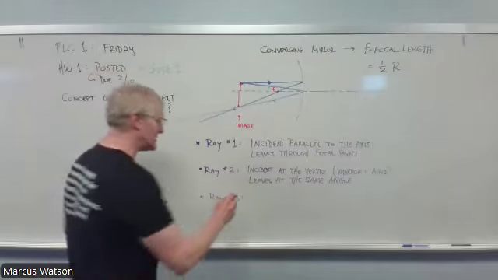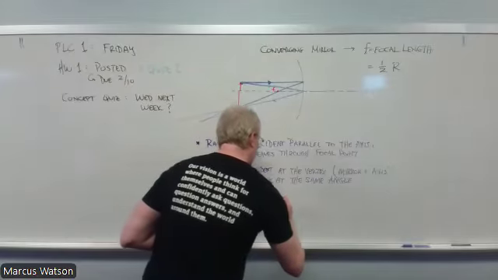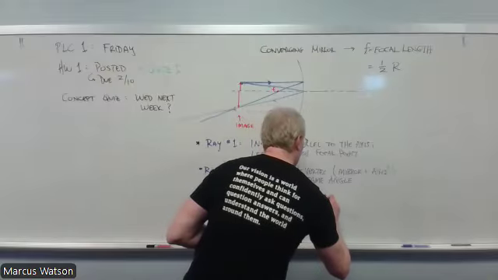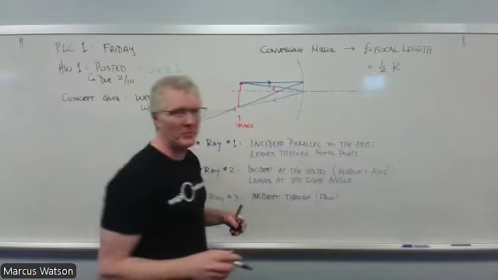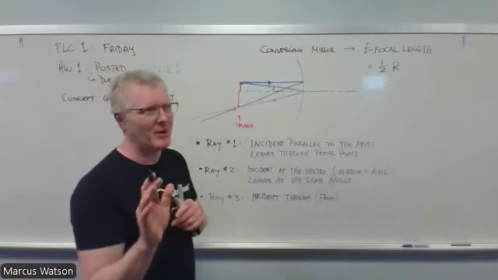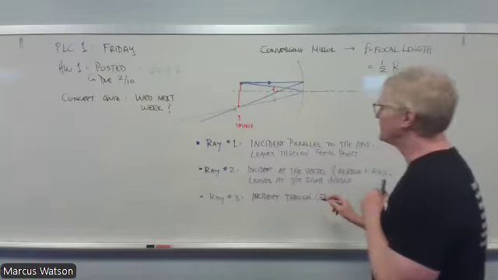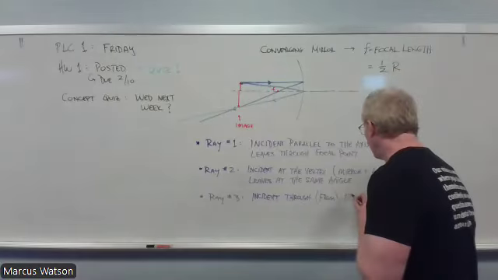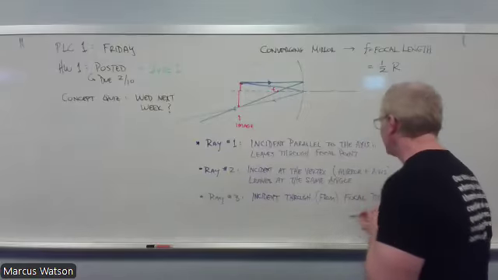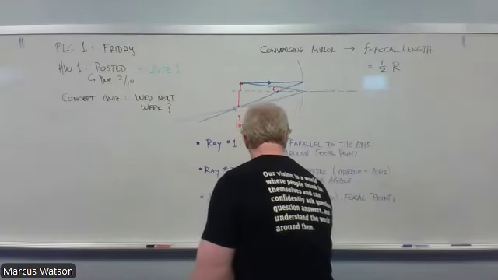So ray number 3 is incident through the focal point. And I'm going to say it's either through the focal point or from the focal point. And the reason I'm putting that in is because of something we'll talk about in about 30 minutes. Okay, so it's incident through or from the focal point, and then it leaves parallel with the axis.